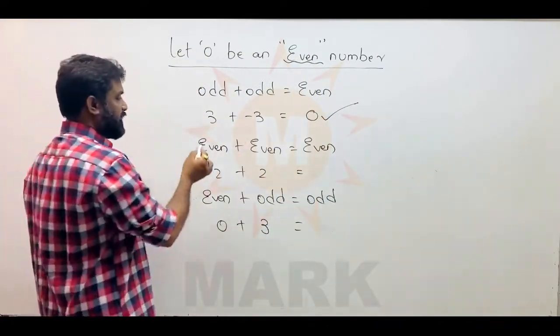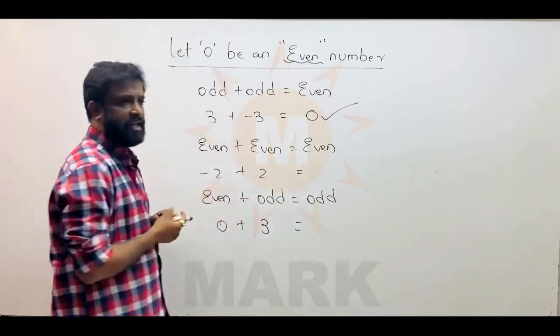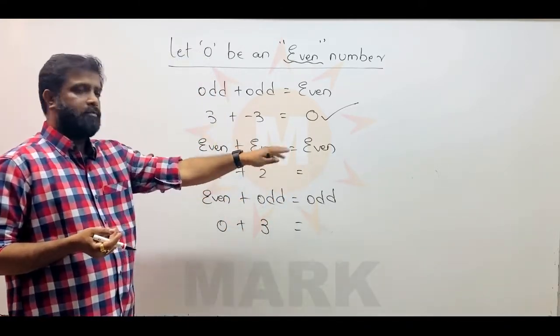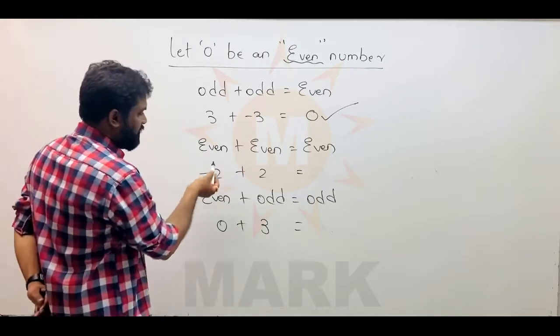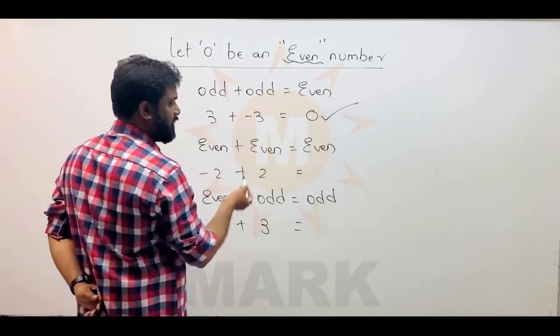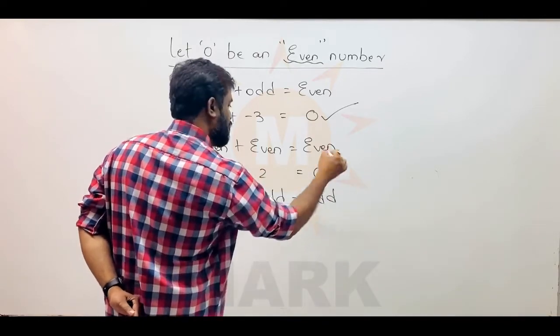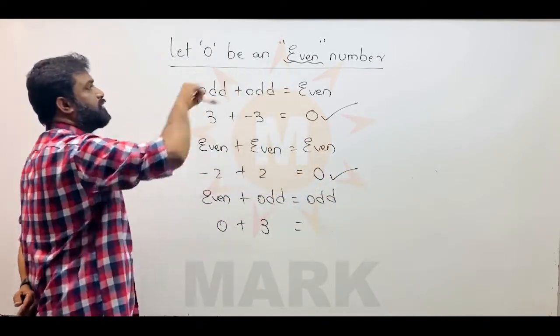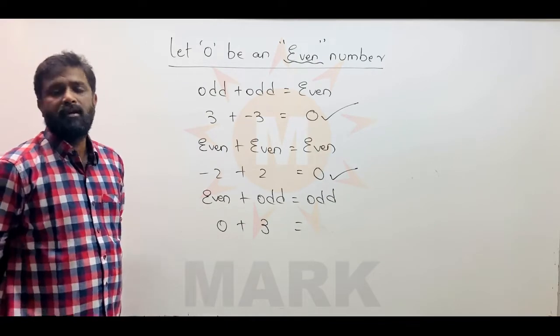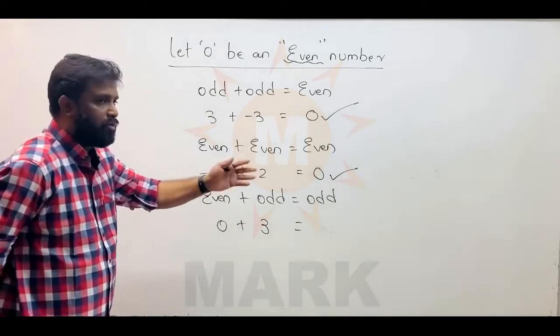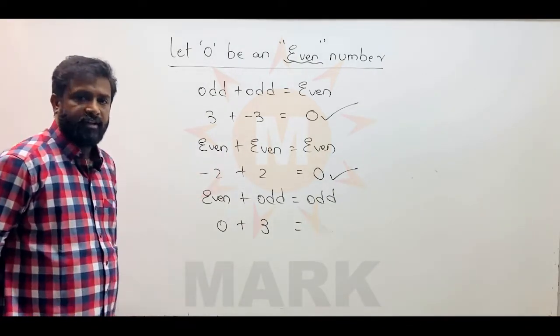Okay, next one, even plus or minus even should give an even number. Even plus even should be given as an even number. Here, the even number I have taken as minus 2 and here the even number I have taken as plus 2, and again minus 2 plus 2 will give 0, and again 0 is an even number because we assumed 0 as an even number in the beginning itself. So the second rule also got checked, verified properly.